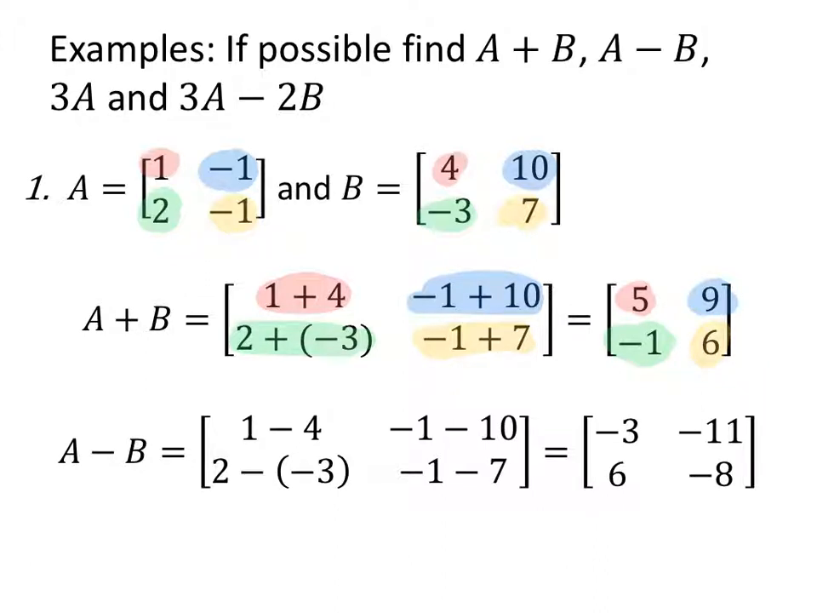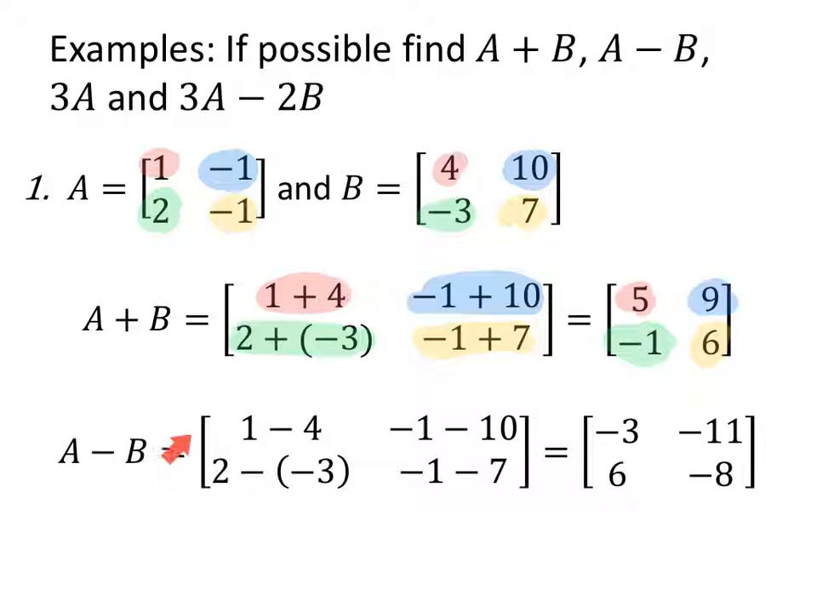We add them component-wise. Don't make it any more challenging than that. There's plenty of things in math that are difficult. Don't let this be one of them. So you can see here that if I had an extra row in A, there would be nothing to add to it in B. So they have to be the same size because we add component-wise.